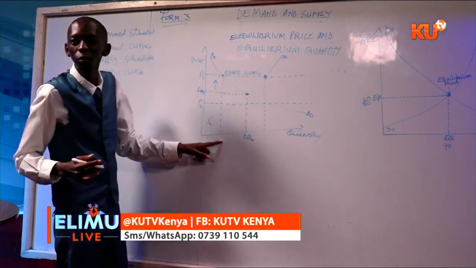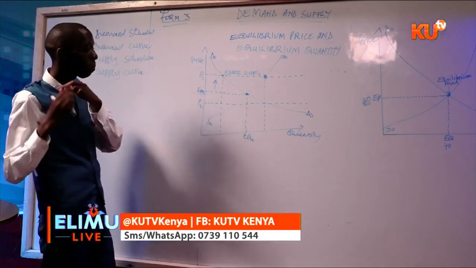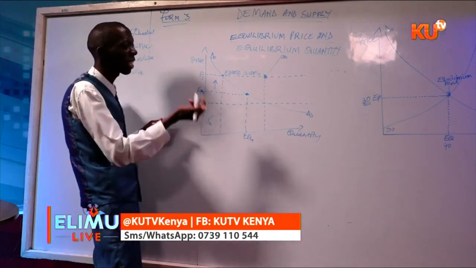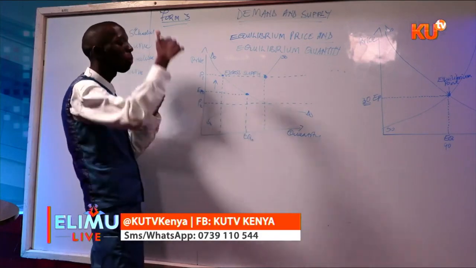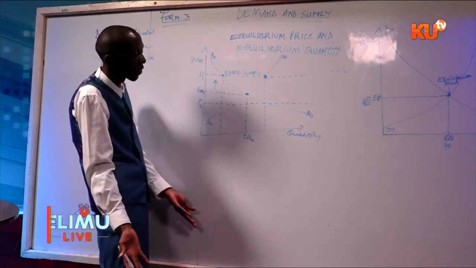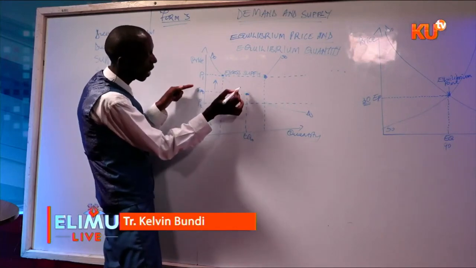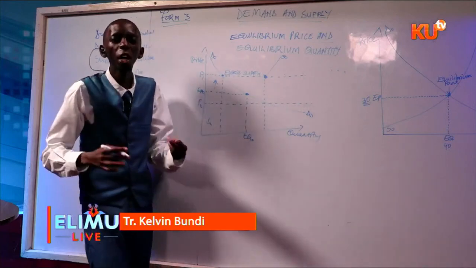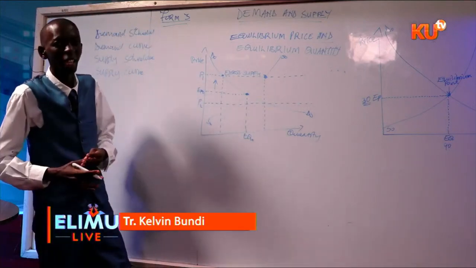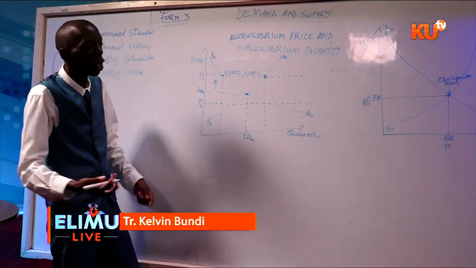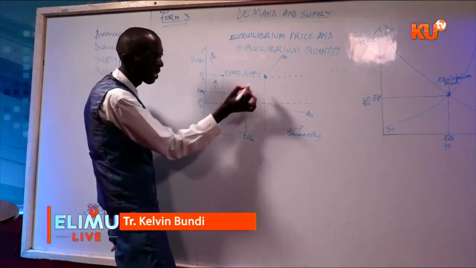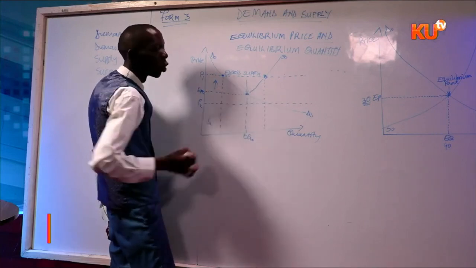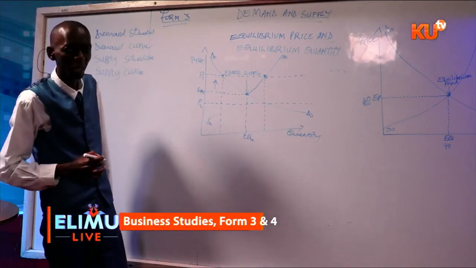So now, if there is excess supply, what are we going to do? Why is there excess supply? Because obviously, when the price increases, the supply increases. So when we have excess supply, what will happen? The suppliers will be compelled to decrease their prices to the equilibrium price, so that we may not have excess supply.